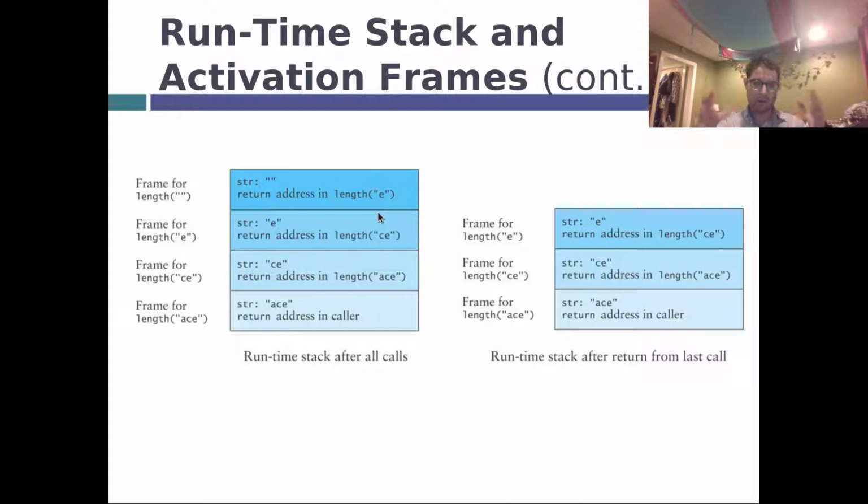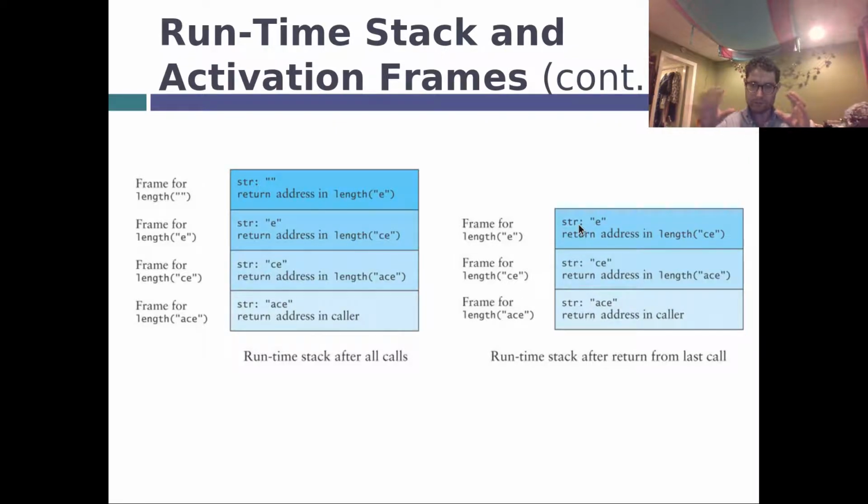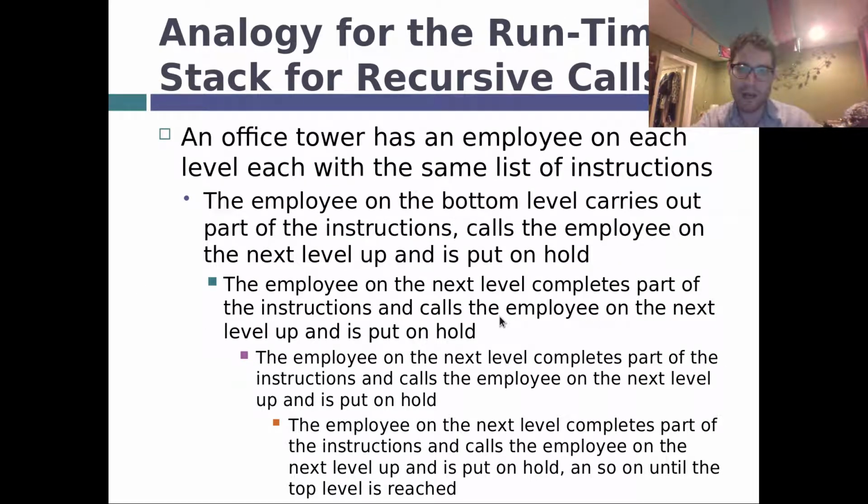So once we are done with a method, we pop it off the stack, and we're back at the previous level. That will bring us back to whoever called us, right? So when this is done, this will pop, and when this is done, this will pop, and then when this is done, this will pop and pass back, and that will return control to whoever called length of ACE.